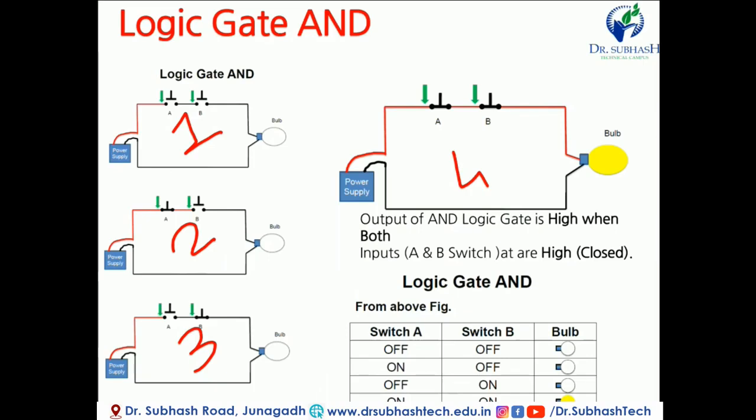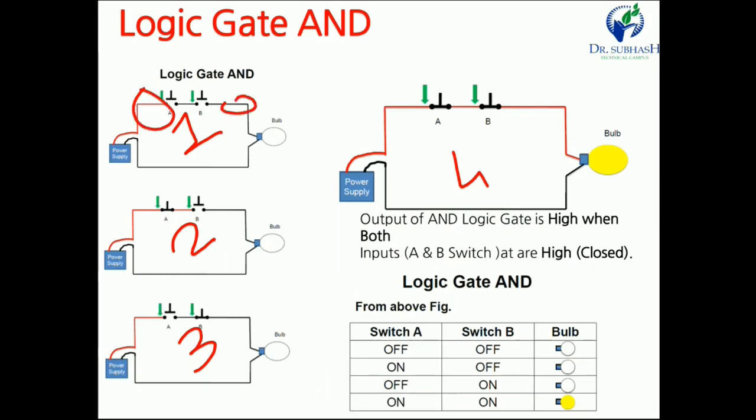First condition: switch A and switch B both are open, then the path is an open circuit. Whenever the path is a closed circuit, the wire becomes red. If it is black, then it is an open circuit. So A and B both are open, there is no current flow, so the bulb is off. Now in the second mode, switch A is on but switch B is off.